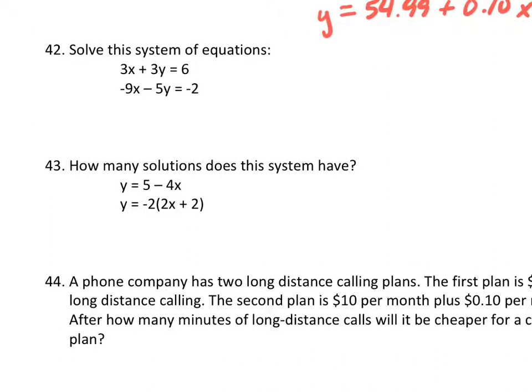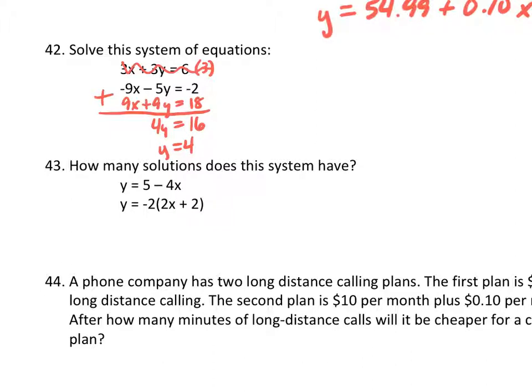Number 42, solving the system of equations. Right now we do not have opposites. When I look, I see a positive 3x and a negative 9x. I would have to multiply the top one by 3 to get opposites, and that would give me 9x plus 9y equals 18. Then I scribble out my equation. Now I have opposites, so I can do addition. The x's eliminate, and I get 4y equals 16. Divide, and we get y equals 4.